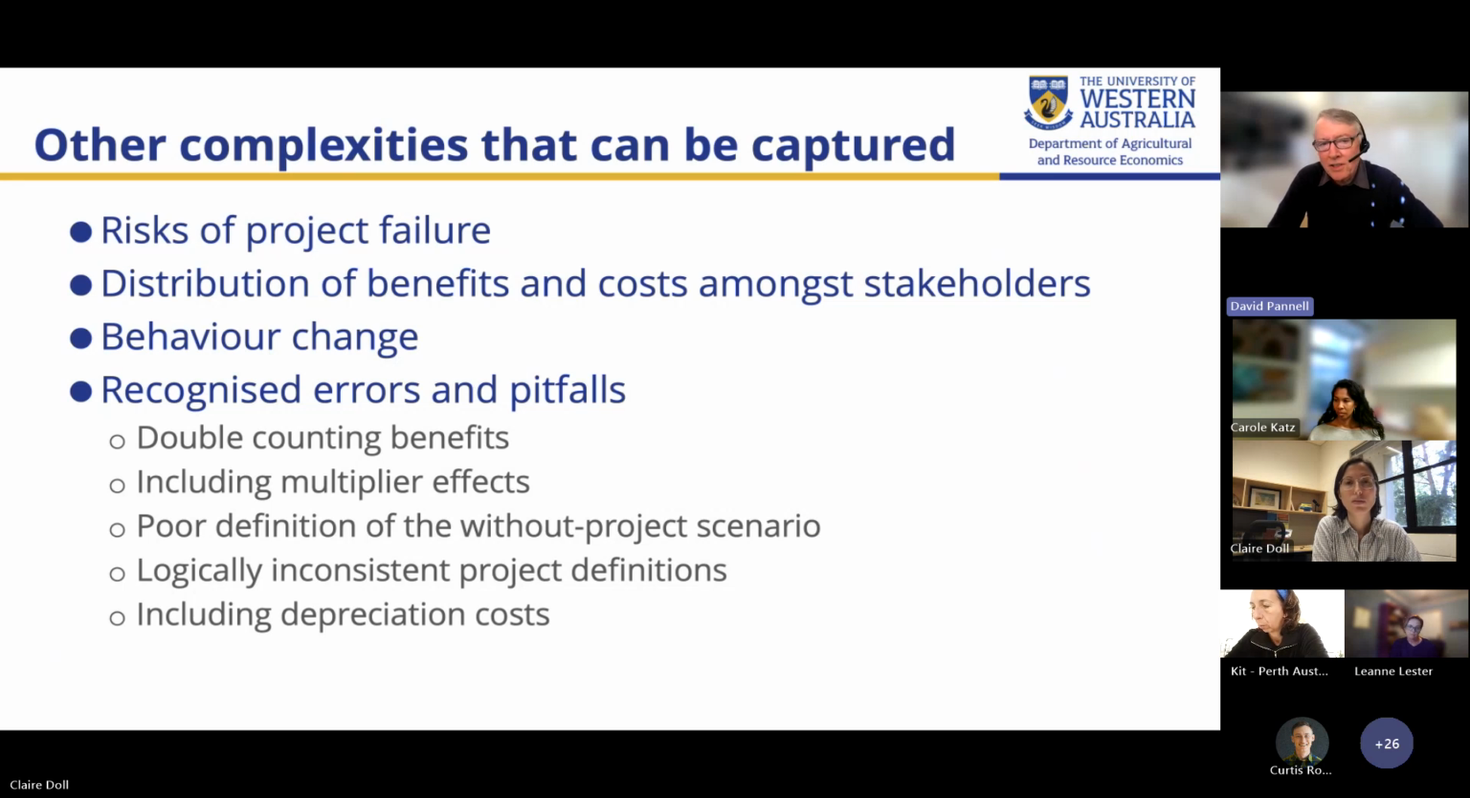In many cases, decision makers are interested in the distribution of benefits and costs amongst stakeholders. It could be important to know, is this a project where the costs are mainly incurred by a disadvantaged group and the benefits are mainly captured by a thoroughly advantaged group, and vice versa? That could influence decision making, and benefit cost analysis provides a really good framework to help us to quantify and allocate the distribution of benefits and costs for that sort of thinking.